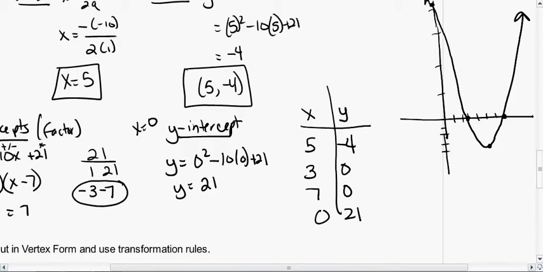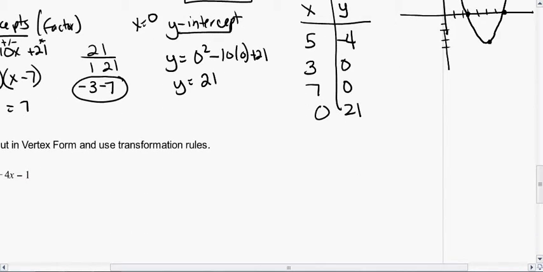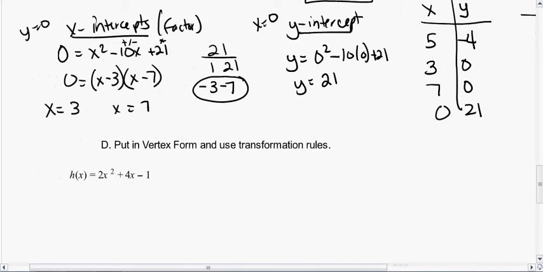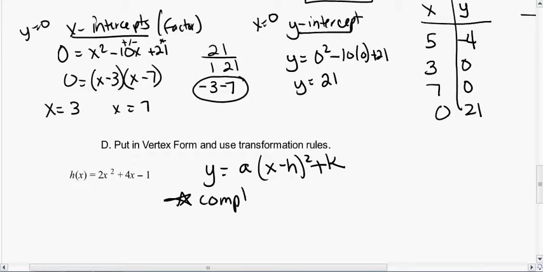The last method we're going to look at is putting the equation into vertex form and then using transformation rules. So vertex form, you'll remember, is y equals a times (x minus h) squared plus k. And we love this form because we can use all the transformation rules to figure out where the parent function has been moved to just by looking at the equation. We're going to need to complete the square. So we're going to use completing the square.